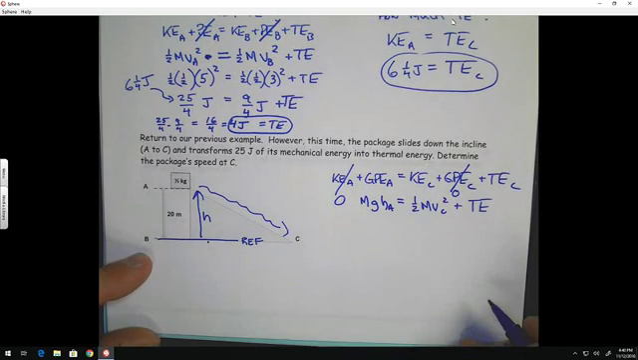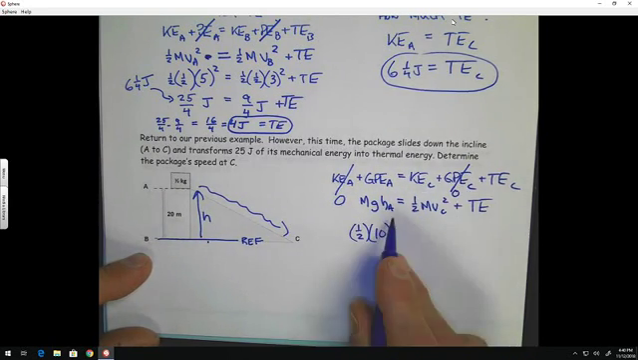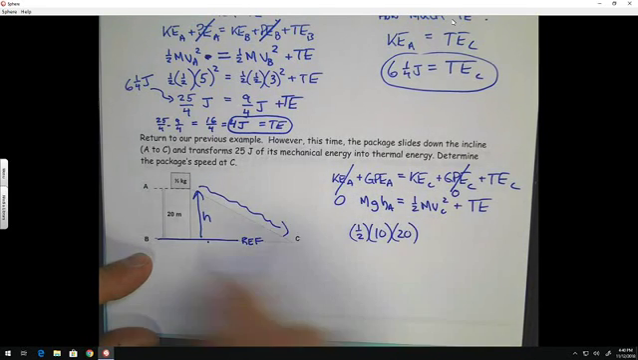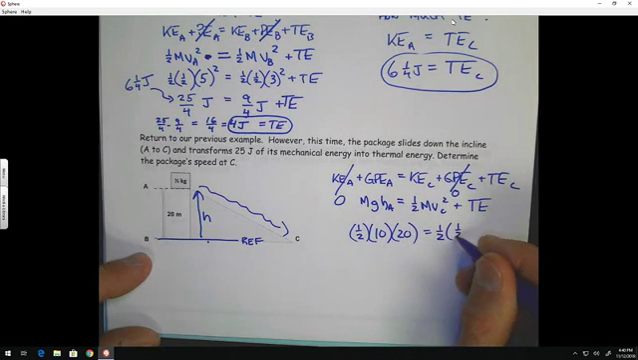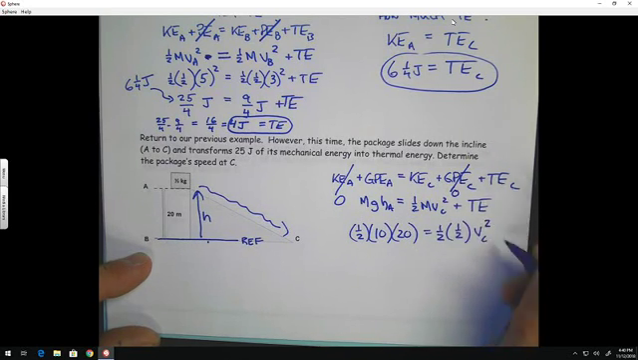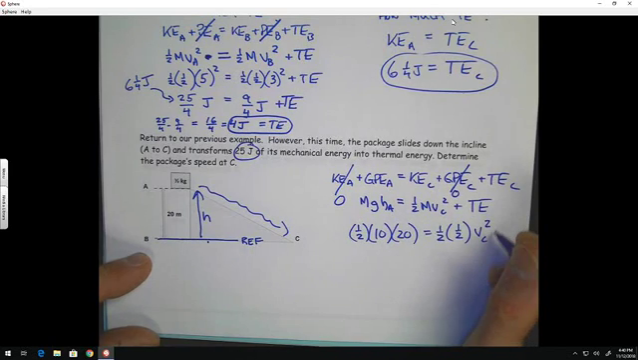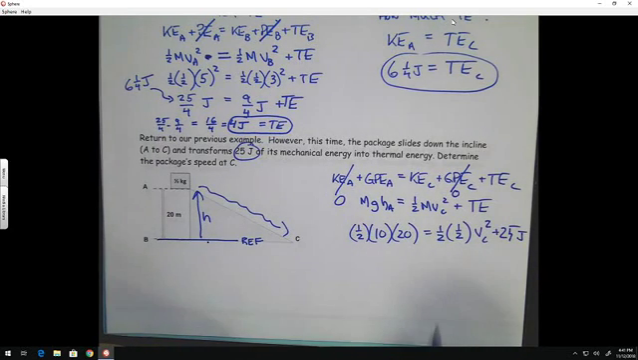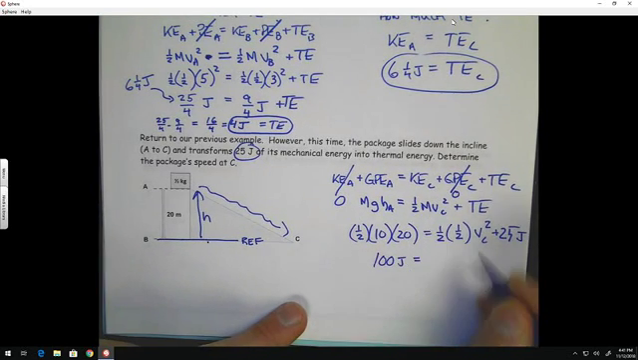Let's plug in our data here. The mass is 1/2 kg. Gravity, let's call it 10. And the height at A is equal to 20, as in 20 meters. That's equal to 1/2 times the mass of 1/2 times the velocity at C squared. We don't know that. And we're told that 25 joules are converted into thermal, so this will be plus 25 joules. Okay, so 1/2 times 10 is 5. 5 times 20 is 100 joules, equals 1/4 velocity of C squared plus 25 joules.